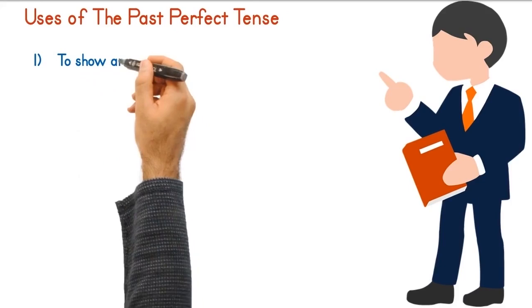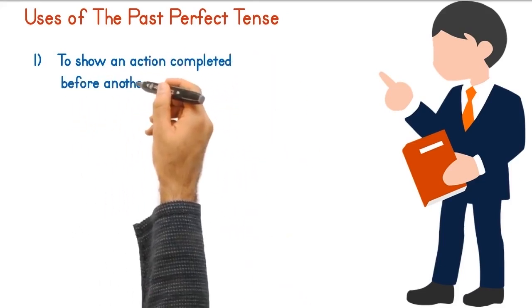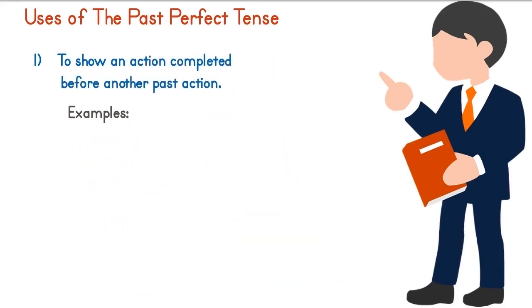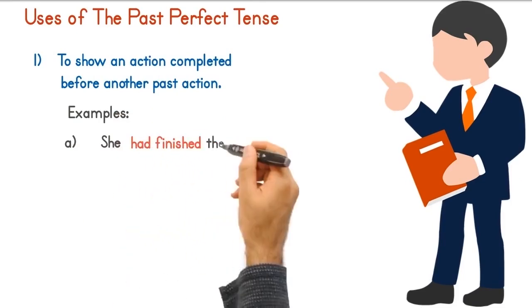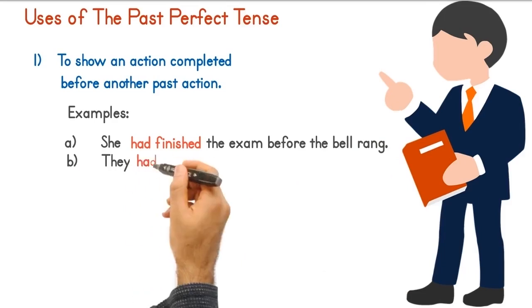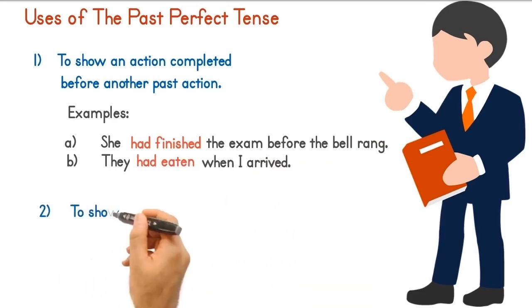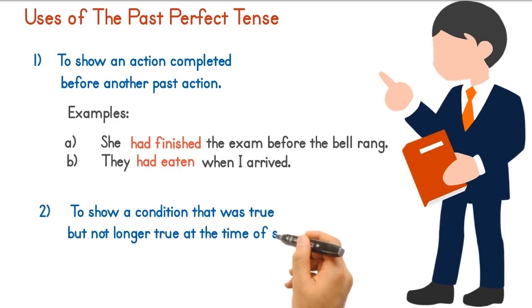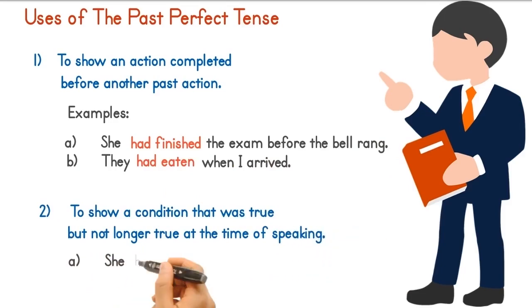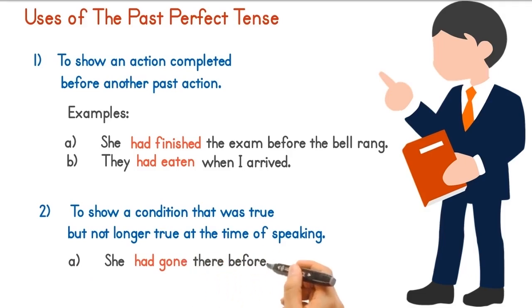Uses of the past perfect tense. To show an action completed before another past action. Examples: She had finished the exam before the bell rang. They had eaten when I arrived. To show a condition that was true in the past but no longer true at the time of speaking. For example, she had gone there before.